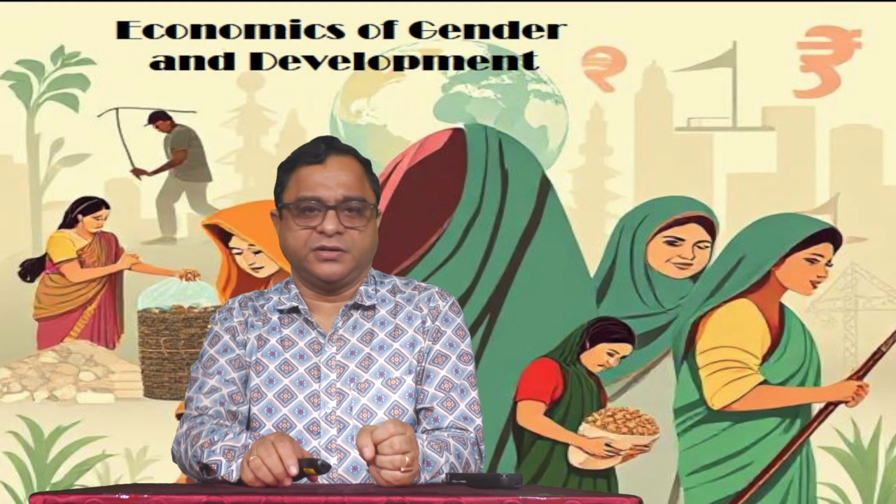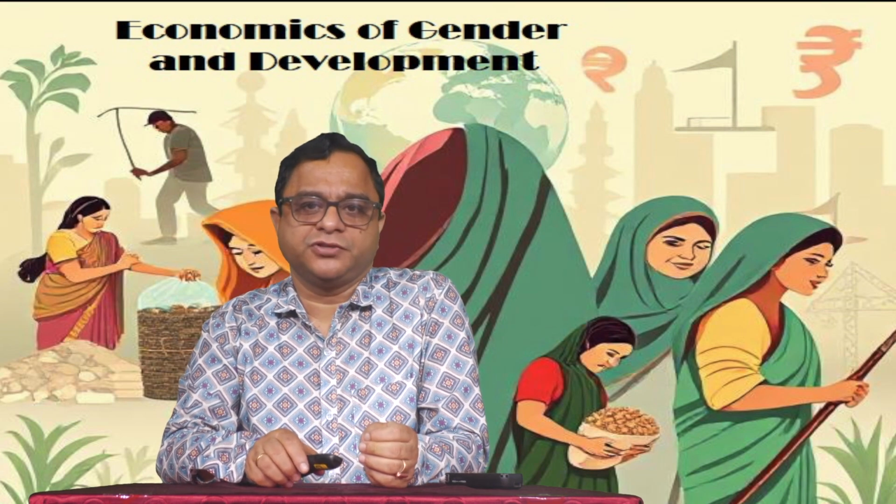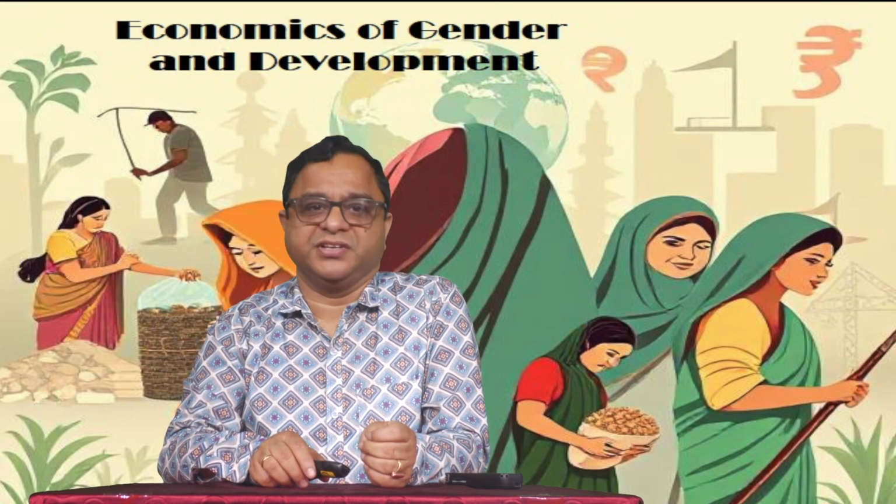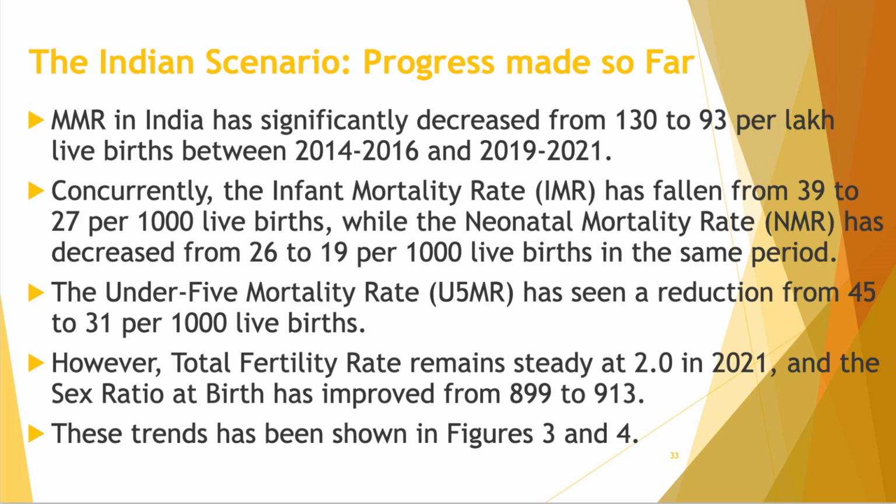Now let us concentrate on the Indian scenario. What progress we have made so far and what challenges we face. Now, with regard to the maternal mortality ratio, in India we saw that it has made significant progress. It has decreased from 130 to 93 per lakh live births between 2014-16 and 2019-2021. Concurrently, the infant mortality rate has fallen from 39 to 27 per 1,000 live births, while the neonatal mortality rate has decreased from 26 to 19 per 1,000 live births in the same period.